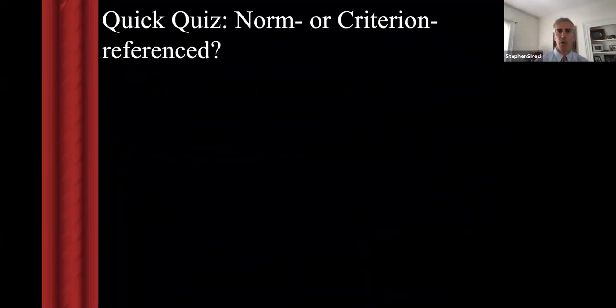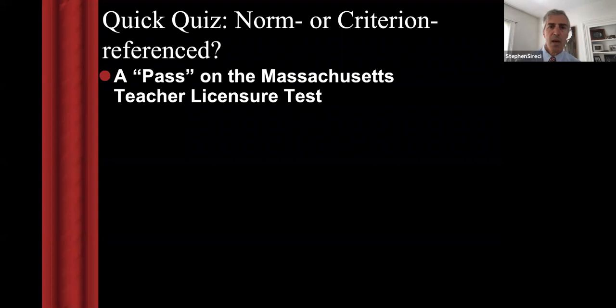Okay, so that was a quick lesson, probably too quick, on norm referenced and criterion referenced testing. So speaking of testing, I'm going to give you all a quick test. I'll give you an example, and you'll tell me if the example represents a norm referenced example or a criterion referenced example. You can type the answer into the chat, or you could just keep it in your head, and I'll give you the answer. So the first one is a pass on the Massachusetts teacher licensure test. So a teacher licensure test, is that norm referenced or criterion referenced?